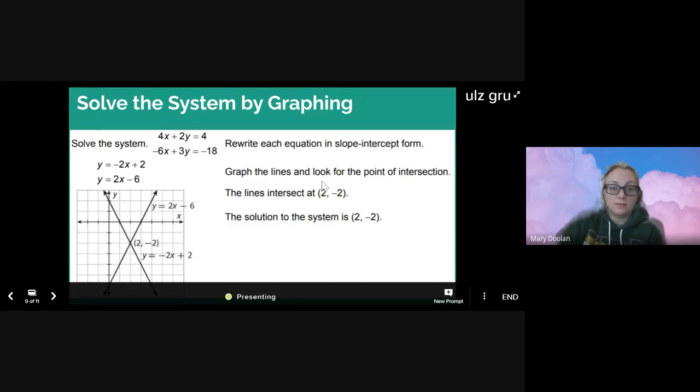And then you look. Do those lines intersect? They do. They intersect in 1 point exactly. They intersect at the point 2, -2. X coordinate, y coordinate. 2 lines up with 2 on the x-axis. -2 lines up with -2 on the y-axis. So the solution to the system is 2, -2.